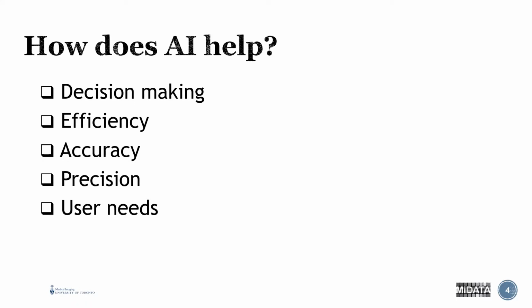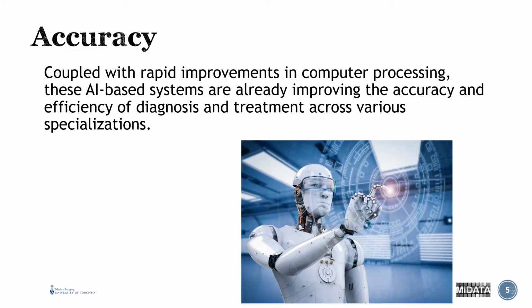Just as a refresher, we are going over 5 characteristics that make AI helpful. We have decision making, which we've talked about, efficiency, and now we are going to touch on accuracy. So what is accuracy? For this lecture, let's define accuracy very simply as getting it right. So the assumption, of course, is that what you're measuring is what you've intended to measure.